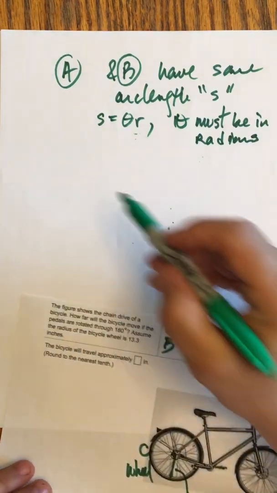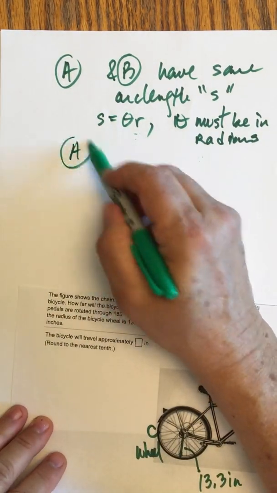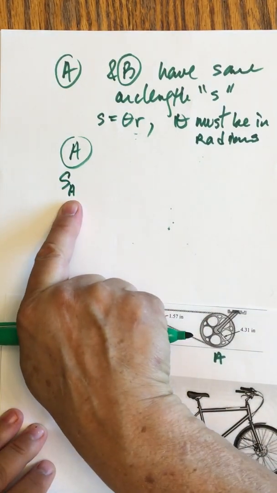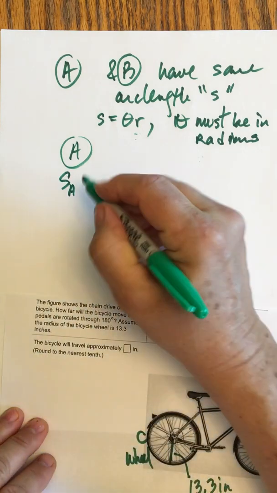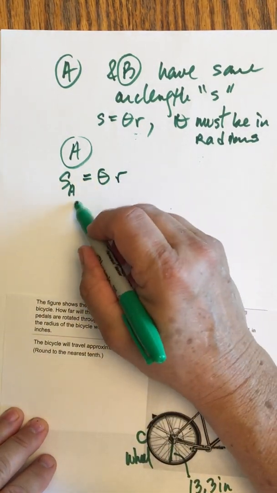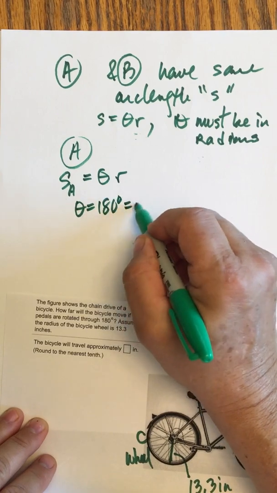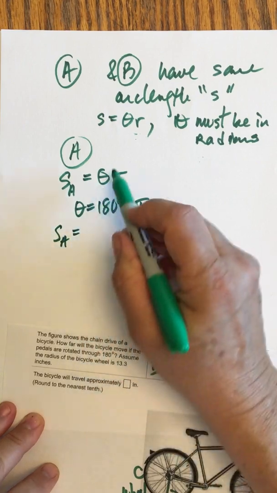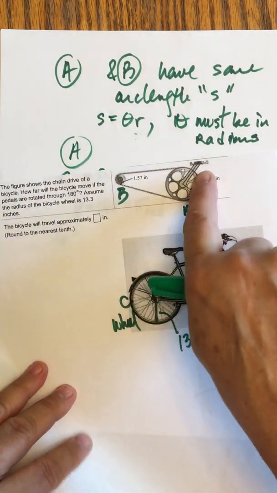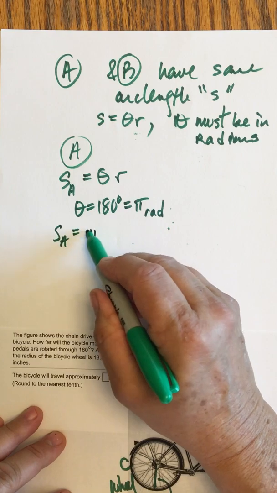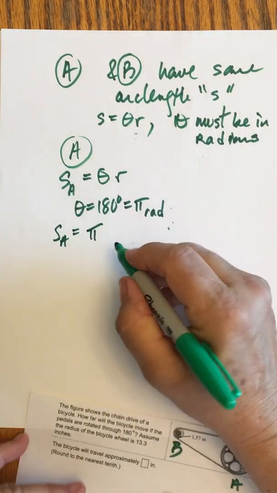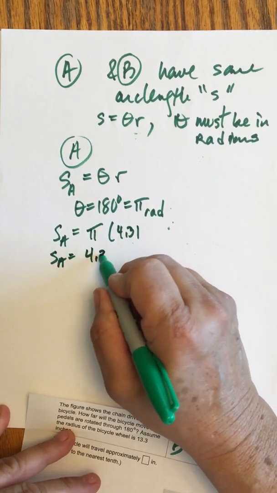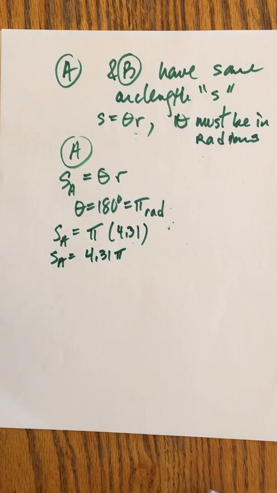So what I know from A then, let's go ahead and figure out the arc length for circle A, and that's going to be its theta R. But remember, theta is 180 degrees, but we know that's pi radians. So I had to do that to be able to use it. So the arc length of this circle is going to be pi times its radius, which is 4.31. I'm going to write that a little more cleanly as 4.31 pi. Right.